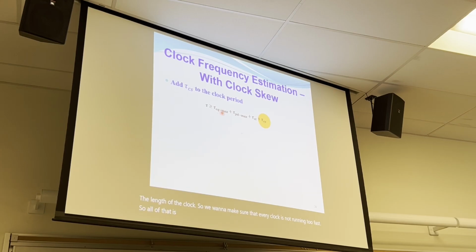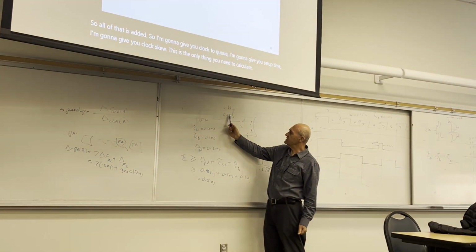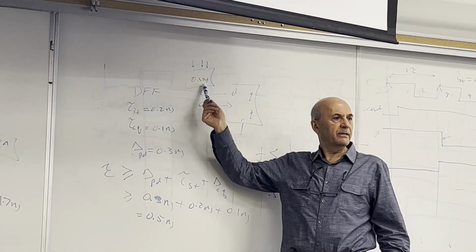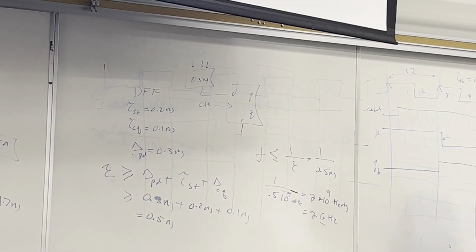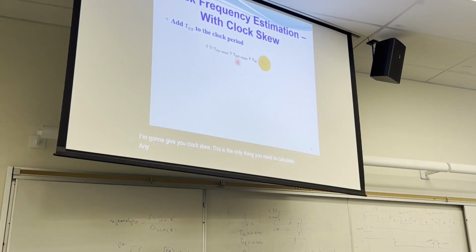So I'm going to give you clock to Q. I'm going to give you setup time. I'm going to give you clock skew. This is the only thing you need to calculate. Here, the problem gives you this, but if this was a CLA, you have to figure out what the delay is and use that. Okay. Any questions?